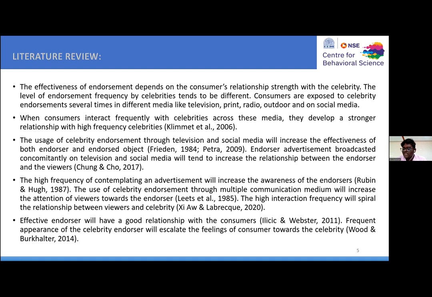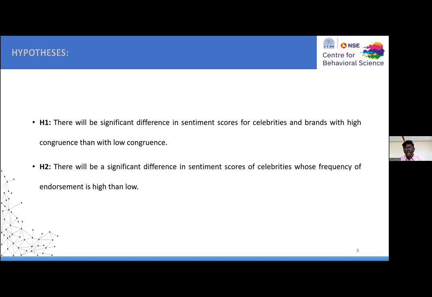This led us to our second hypothesis: there will be a significant difference between the sentiment score of celebrities whose frequency of endorsement is high and low. And these are the two hypotheses. On the basis of the above literature review, the two hypotheses have been formed. H1: there will be a significant difference in sentiment score for celebrity and brand with high congruence than with low congruence. H2: there will be a significant difference in sentiment score of celebrities whose frequency of endorsement is high than low.